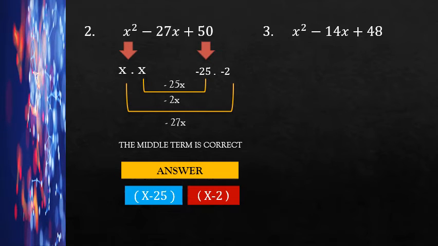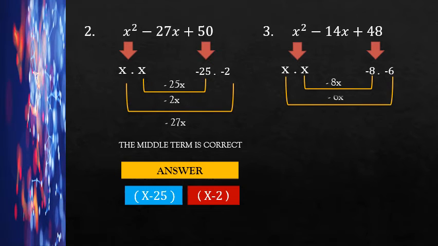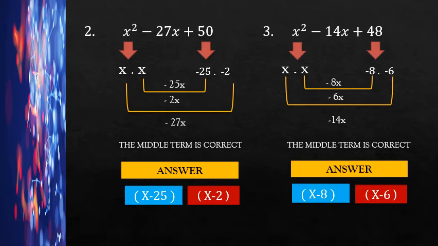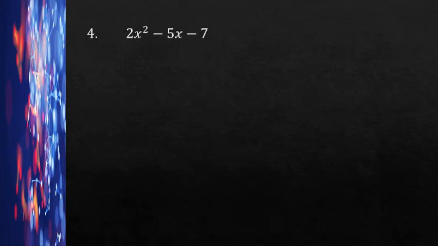Okay, let's go on. Number 3, x squared minus 14x plus 48. So we have x times x, 48 is negative 8, negative 6. Check it out. Negative 8x, negative 6x, then negative 14x. So to get the answer, we have x minus 8, x minus 6.